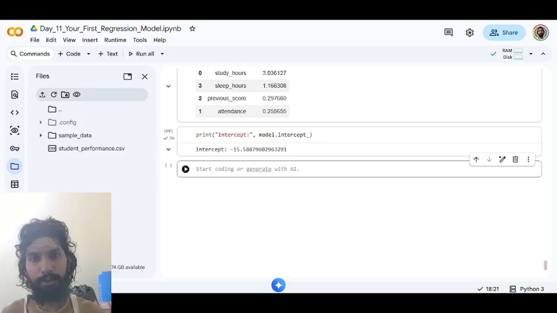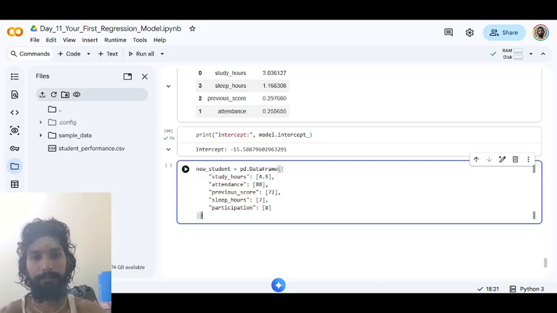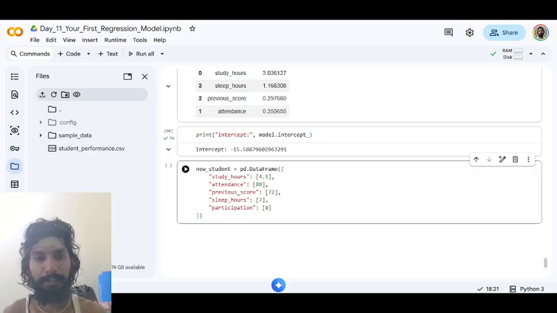Now, let us predict the score for a hypothetical new student. Before continuing, check that the column names and order match the features used during training. Now predict the score.